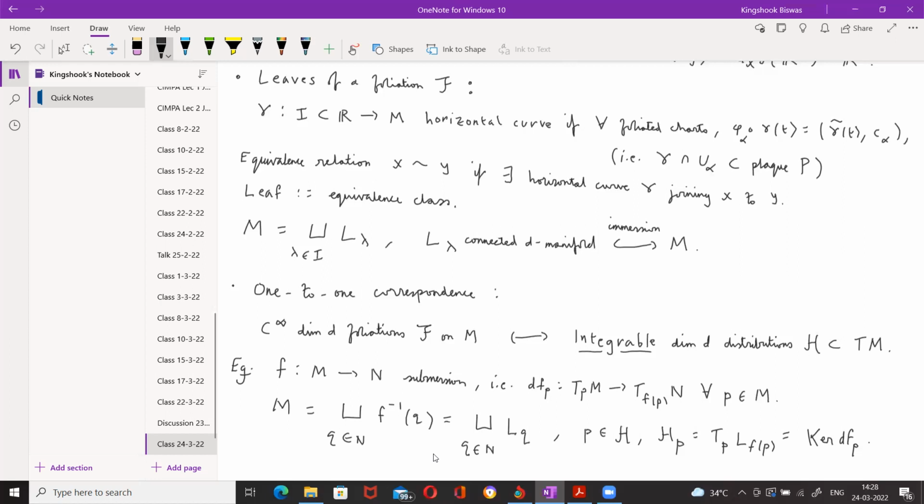If I take lines with rational slope, then they're all closed curves, and then I can foliate my manifold with all closed curves. Yes, the torus you can foliate with all closed curves. Sure, that's fine. That's right.